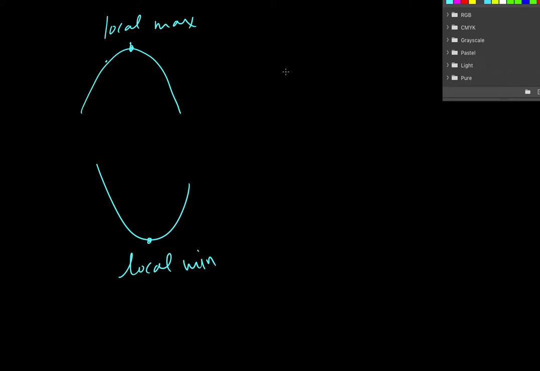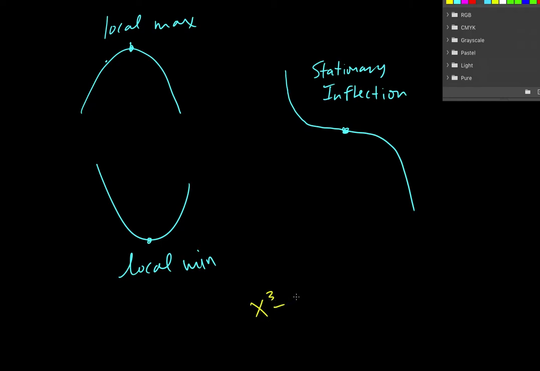And then we also have another thing called a stationary inflection. That's where we go down, go horizontal for a moment, and then continue to go down. So this is called stationary inflection. Okay? All right, so what we're going to do, we're going to use derivatives and etc. to figure this out. So it says find and classify all stationary points of this function.